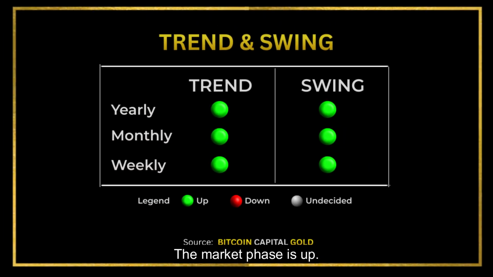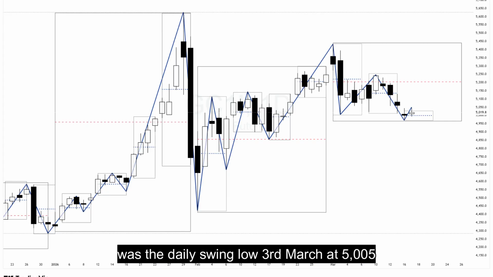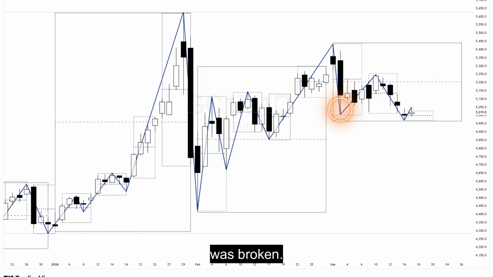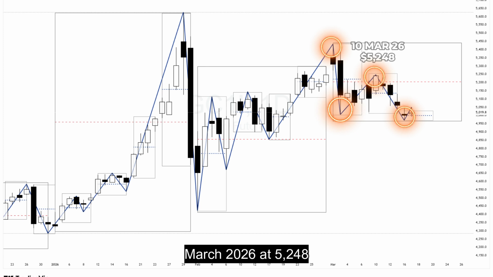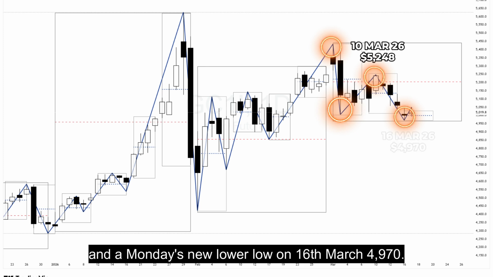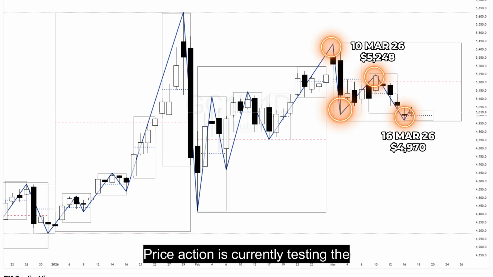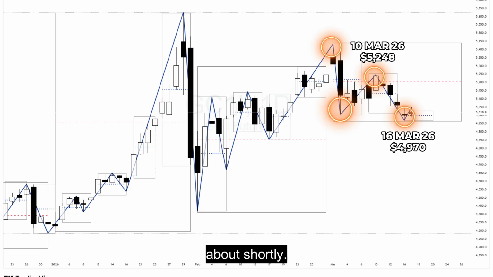The market phase is up. On every high time frame, yearly, monthly, and weekly, the trend and current swing direction remains up. What has changed at the start of this week was the daily swing low on 3rd March at 5,005 was broken. Structurally, on a daily time frame, we have a pattern of lower high formed on 10th March 2026 at 5,248 and Monday's new lower low on 16th March at 4,970. Price action is currently testing the Fibonacci support zone, which we will talk about shortly.